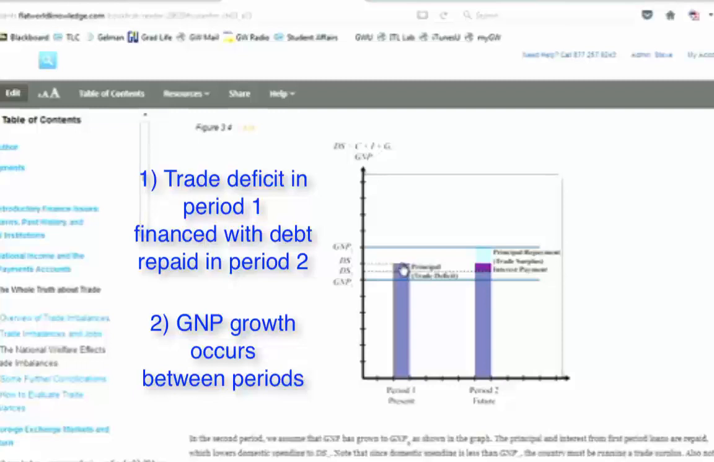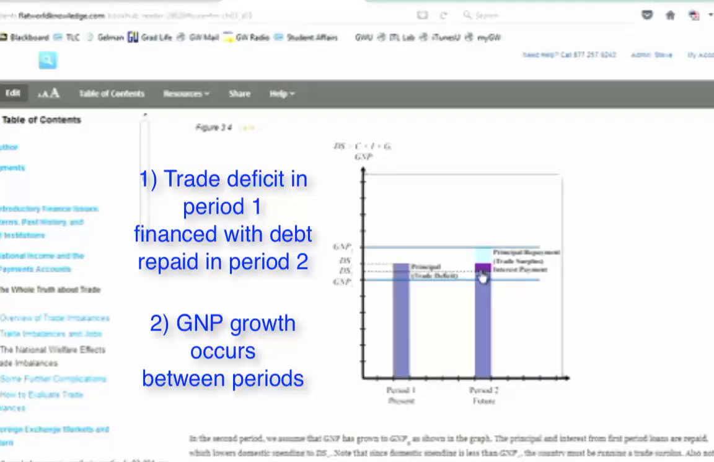Here, the principal that we're borrowing is this trade deficit over and above GNP1. But notice GNP2 has risen up to this level. And when we subtract off the principal and the interest payment, we still end up with a level of consumption that's above our period one production level. Now, it's a little bit lower than our period one consumption, but not that much lower. And if we were to raise that GNP2 line even higher, we can bring up that purple bar to an even higher level than it existed in the first period.